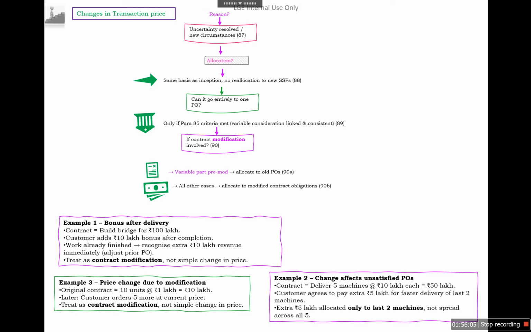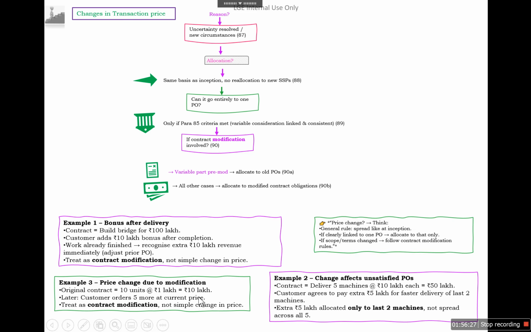Next is a price increase due to modification. The original contract is 10 lakhs for 10 units at rupees 1 lakh per unit. Later the customer orders 5 more at the current price. So we need to treat it as a contract modification, not a simple change in the price, and accordingly we should treat it.